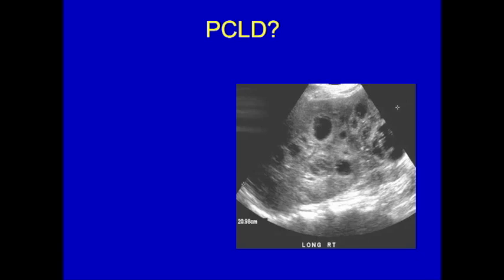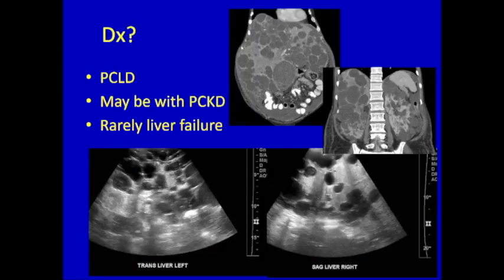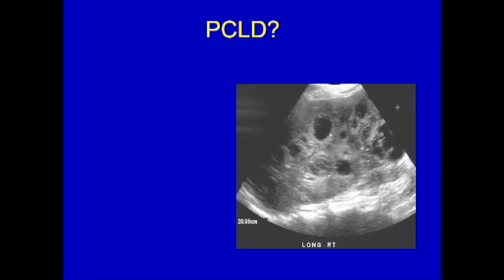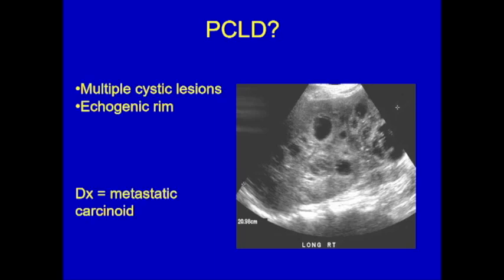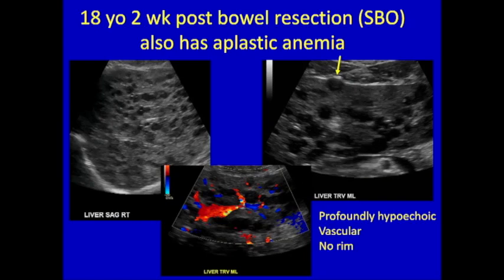How about this one? What's wrong with this for just a polycystic liver disease? Well, look at the margins. These are not tiny, tiny, thin-walled cysts. These have thick walls. So once you see thick walls, is it infection or is it tumor? And even if you don't see vascularity, think about tumor. This was metastatic carcinoid.